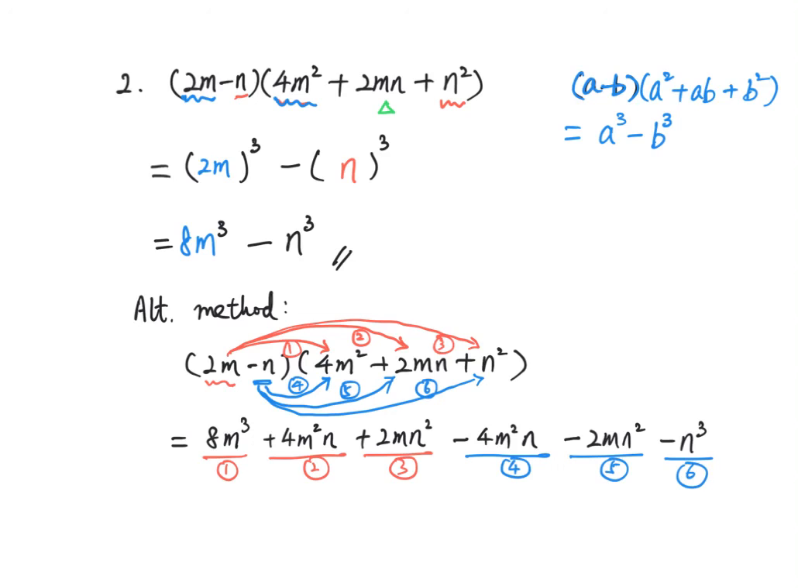Okay, looking at the second term and the fourth term, one is positive, one is negative, so they cancel each other. And also look at the third term and the fifth term. One is positive, another one is negative, so they cancel each other. So what's left? Just copy it down. The first term 8m³, and the last term negative n³. So that's it. Finish.